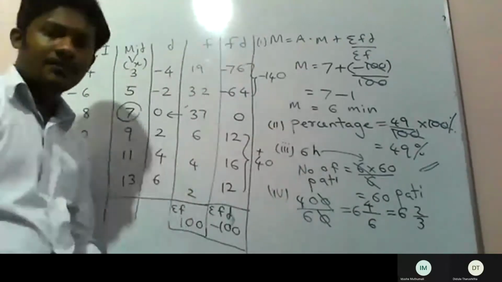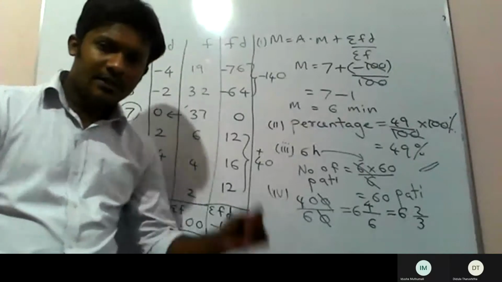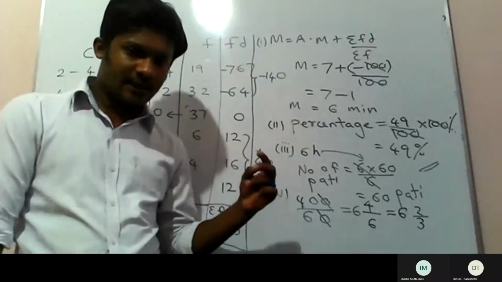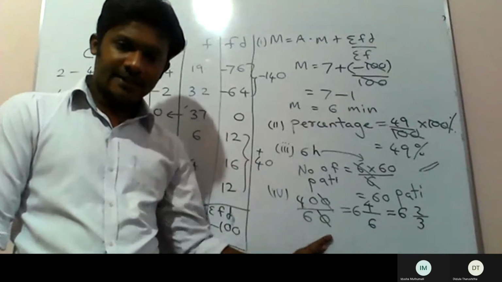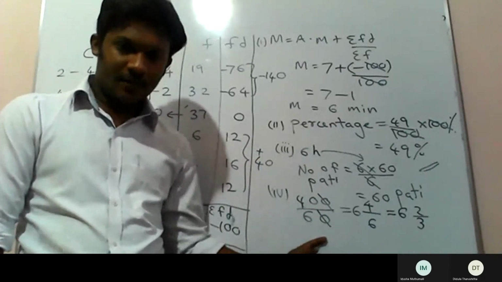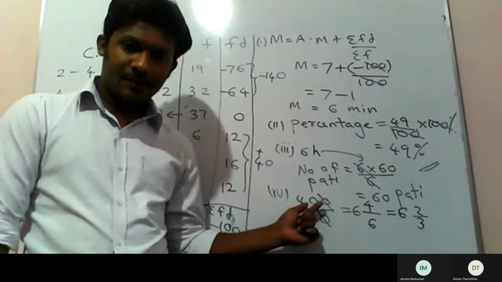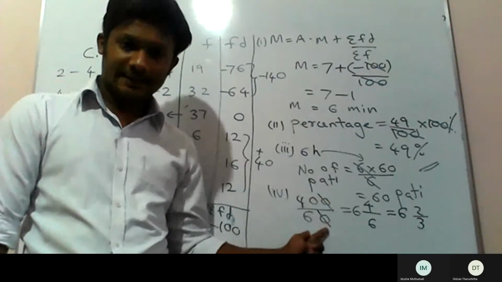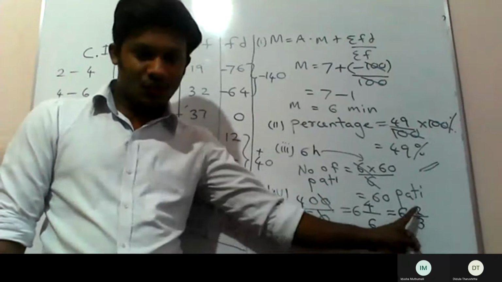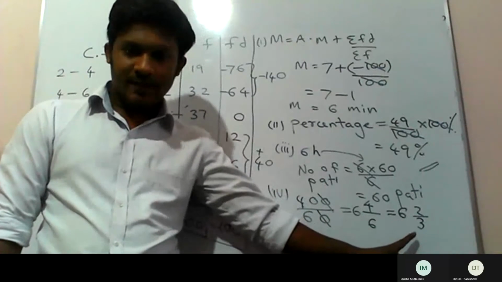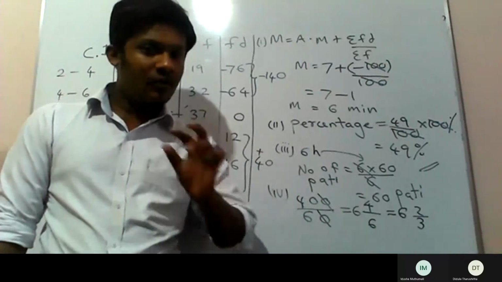Then normally we need the number of doctors. How? 400 divided by 60, because one doctor can check 60 patients. Therefore, we can find the number of doctors by 400 divided by 60. The answer is 6 2 upon 3. Right? Then what is the minimum number of doctors?